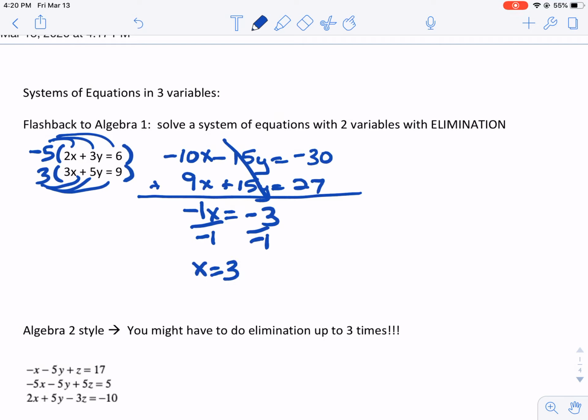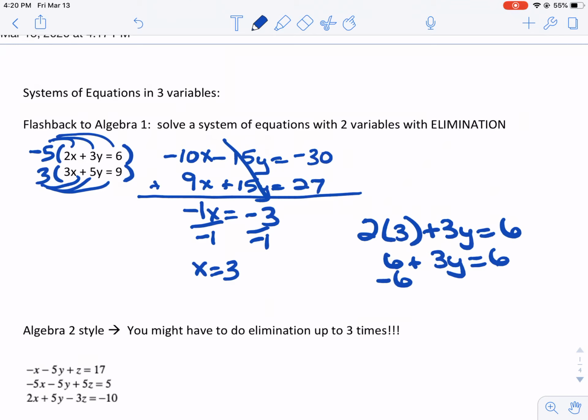I still need to find the y value, and all I'm going to do is substitute the 3 back in to find out. Now, it doesn't matter which equation I use. I'm going to use the top one. 2 times 3 plus 3y equals 6. So 6 plus 3y equals 6. Subtract. Divide by 3. And y is 0. Okay, so usually we write the answer as the coordinates of a point where it crosses. So we get (3, 0). Now you did that back in Algebra 1.